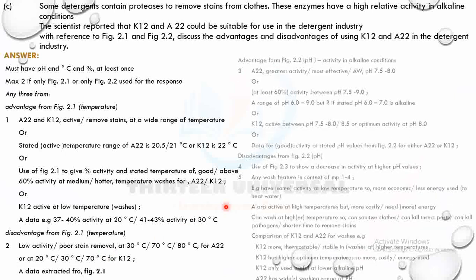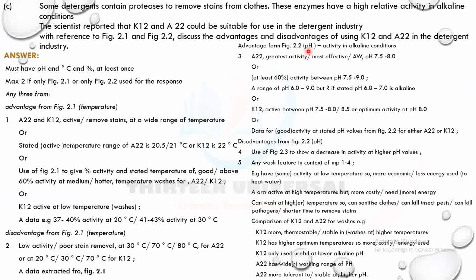Alright, the data. Disadvantage for pH: greatest activity, most effective at this. For A22, at least 60% activity between 7.5 to 9.0. So you quote the range. K12 activity between 7.5 to 8.0 is optimal activity. So this is the range they work better. But disadvantage: use Fig 2.3 to show decrease in activity at higher pH value. So anyone that decreases at high pH value, that's a disadvantage.